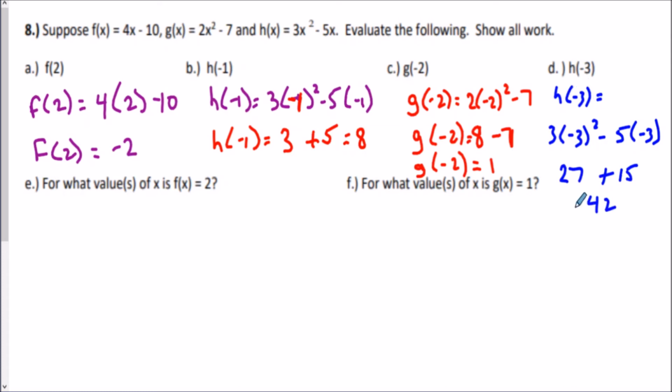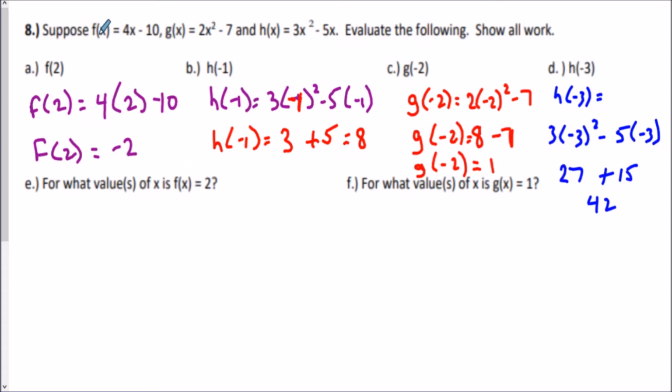For letters E and F, you're going to do the opposite. This one says, for what values of x is f(x) equal to 2? So we're going to go up to f(x). I don't know what this is. It's literally saying what values of x, so I don't know what x is.